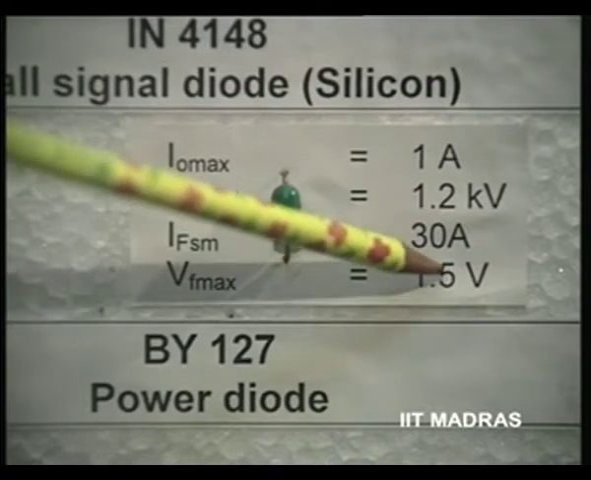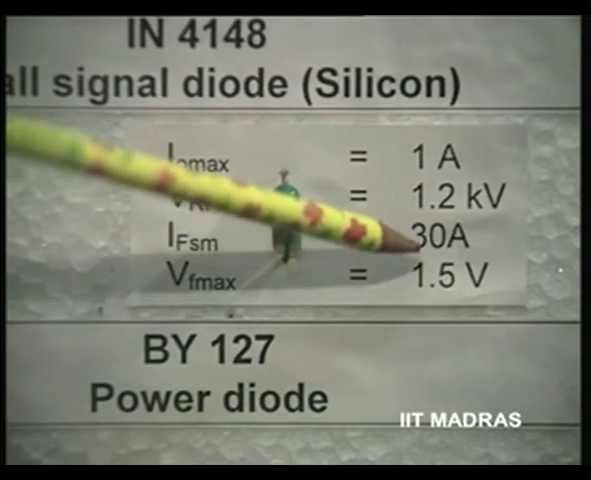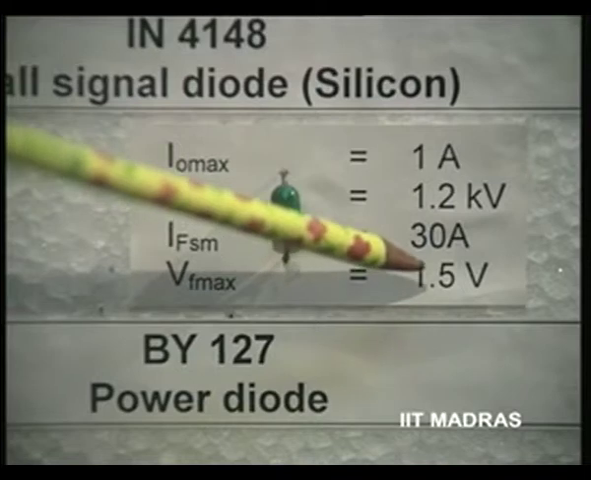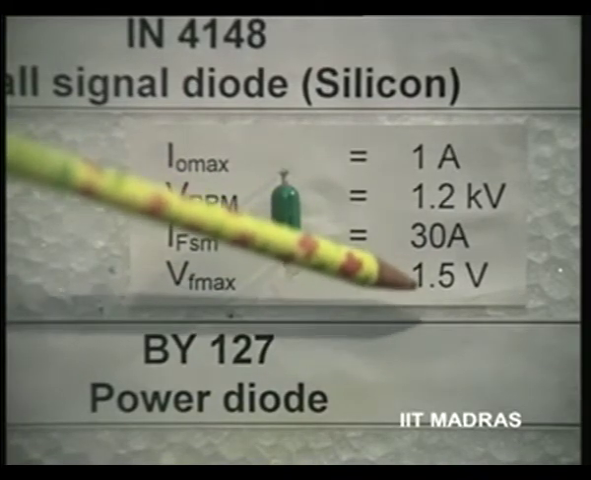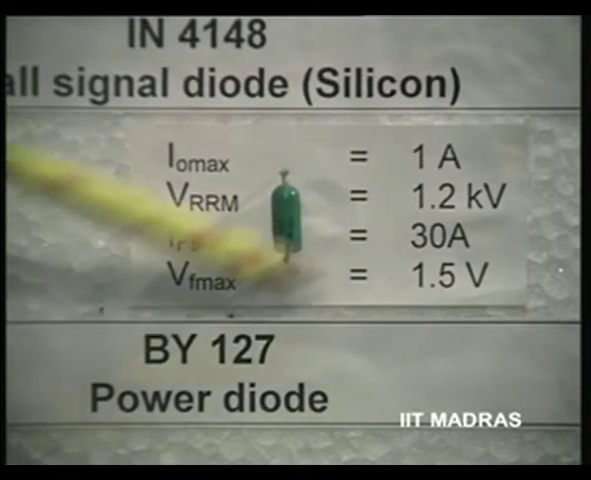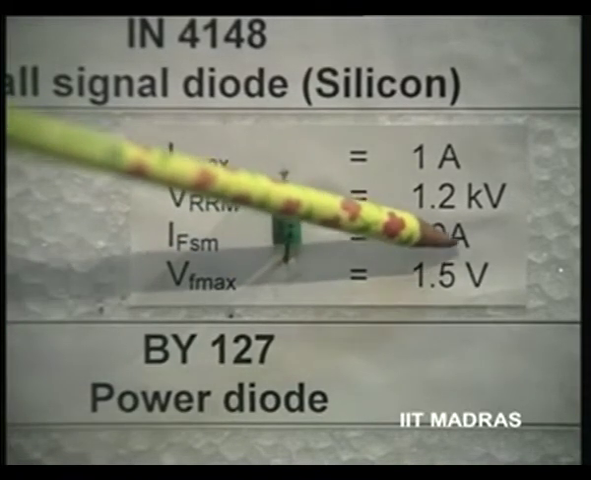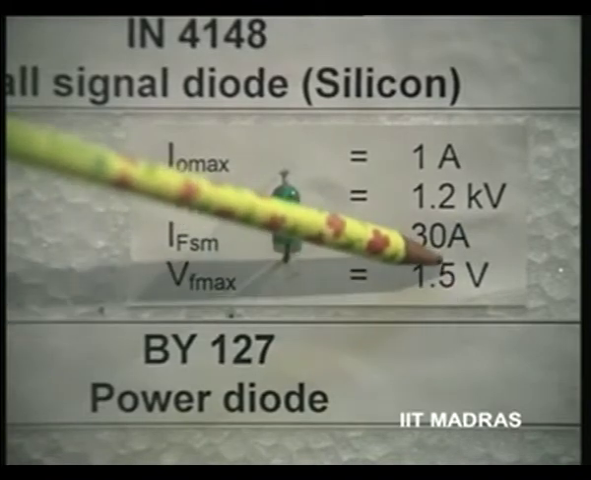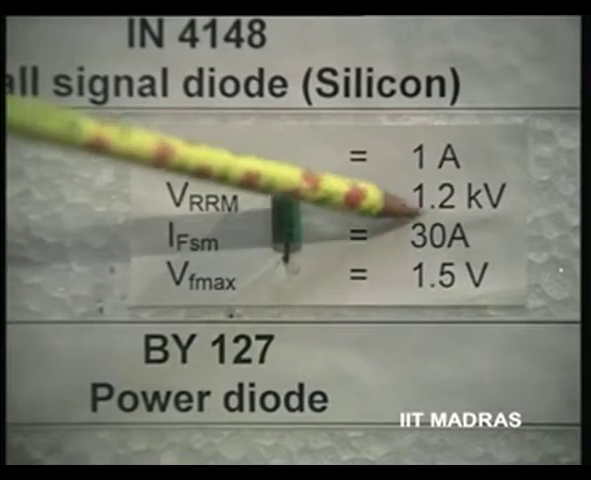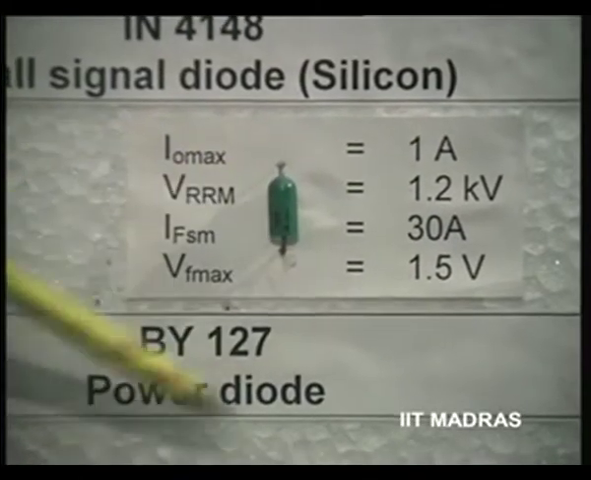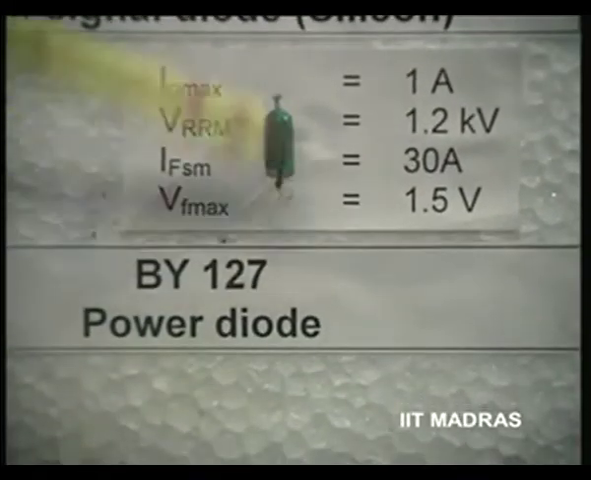You can see therefore that the forward voltage is taken as about 0.5 to 0.7 volts only when the current is very small, of the order of milliamperes or less. Otherwise, at currents of the order of 30 amperes, apart from the junction drop, the series resistance drop also comes into the picture, and it is of the order of 1.5 volts. This is a power diode BY127.